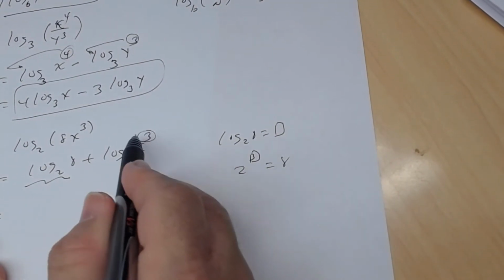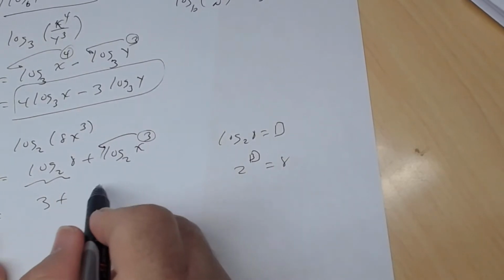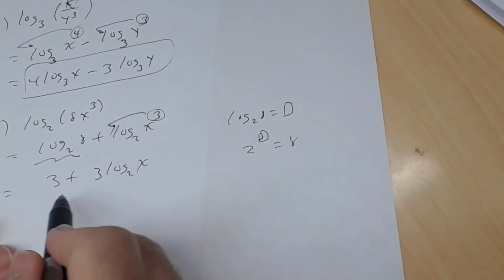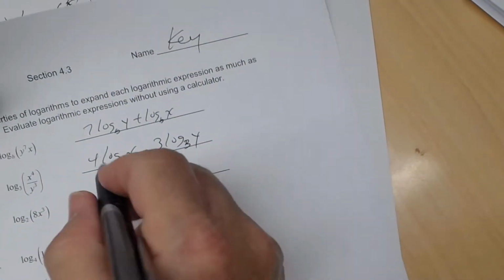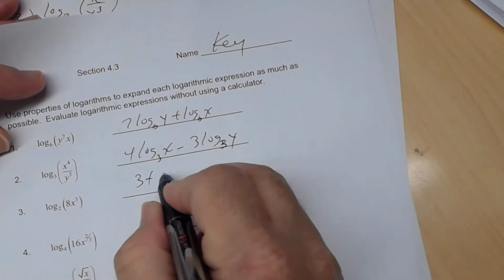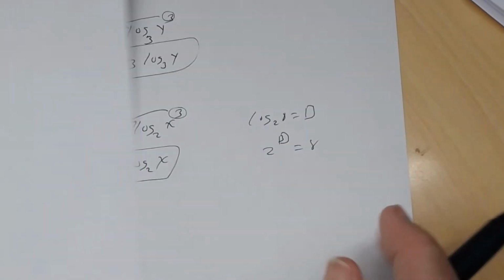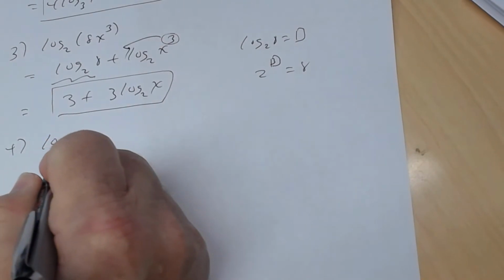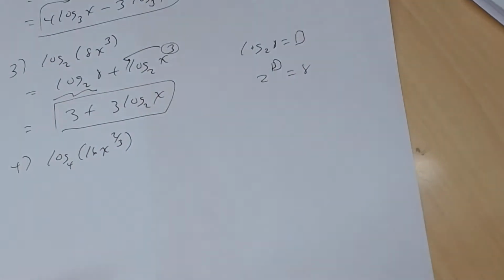And then now I can use the power property here, so that becomes 3 plus 3 log base 2 of x. So the answer to number 3 is 3 plus 3 log base 2 of x. Number 4, you have log base 4 of 16x to the 2/3.